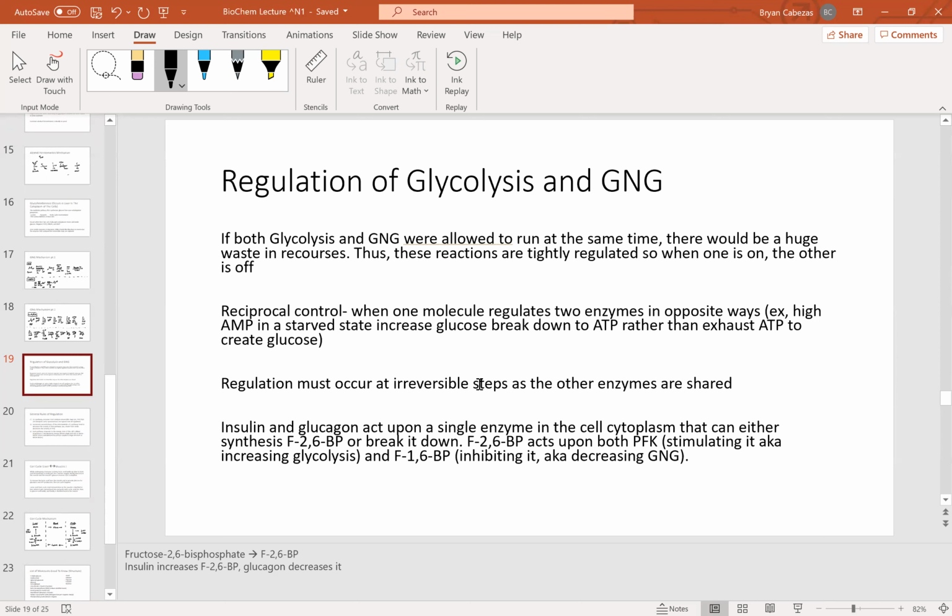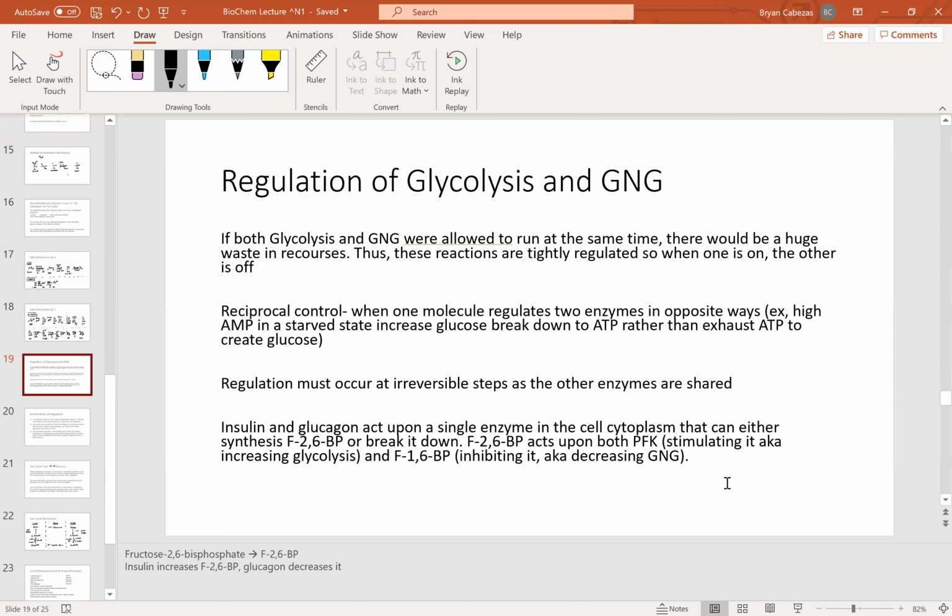So that's the reason why we wouldn't be regulating a reversible step, right? Because that enzyme in the reversible step is found in both pathways. We don't want to activate both pathways or inhibit both pathways, right? We want either one or the other working at a point in time.